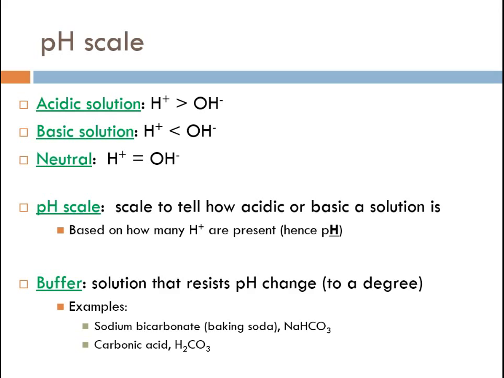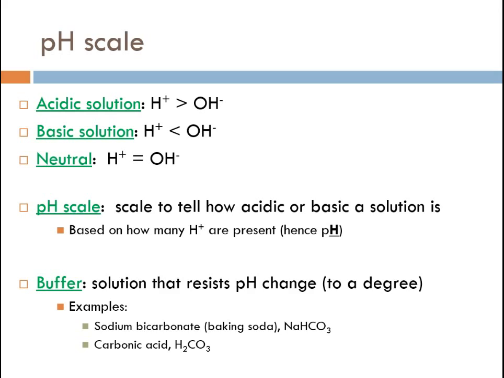We do have a thing called a pH scale, and in pH, the p is always small, the H is the capital letter one because it's talking about hydrogen ions. So the scale is telling us how acidic or basic a solution is.